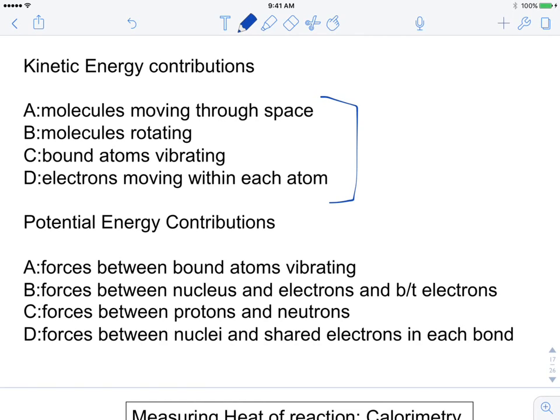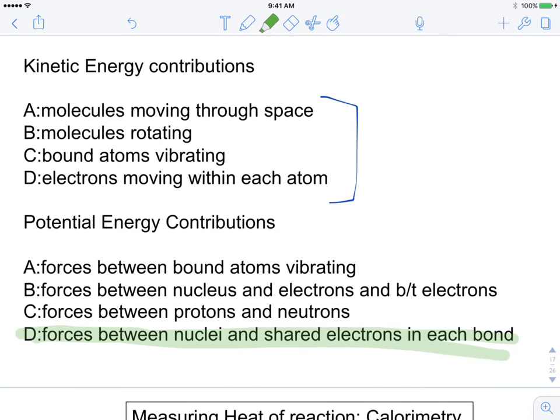The big changes in delta H come from potential energy contributions, like forces between the atoms, forces between the nucleus and the electrons, forces between the nuclei and the shared electrons in each bond, and that one is by far the big one. That one blows everything else out of the water. That's where the major contribution comes from.